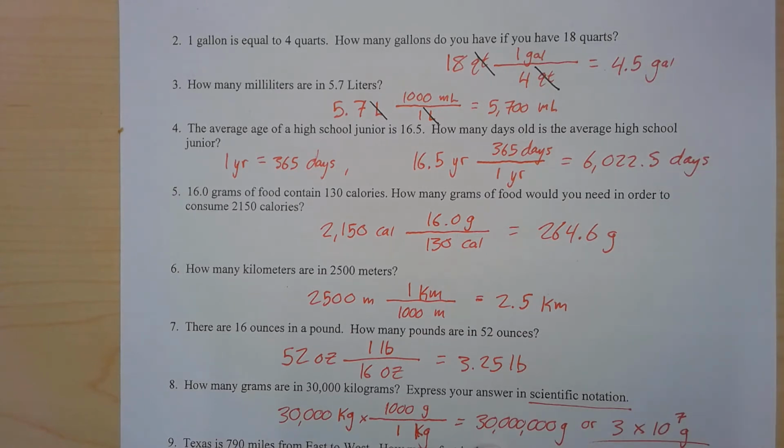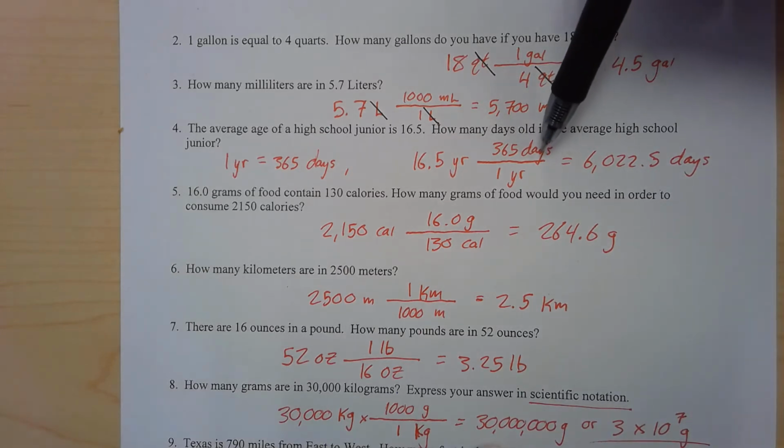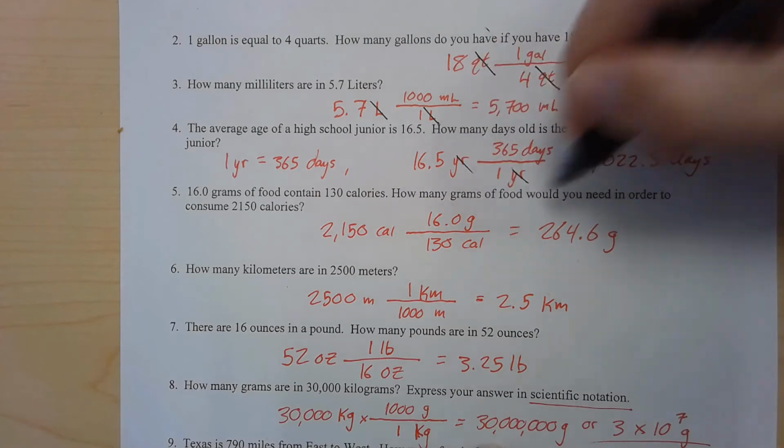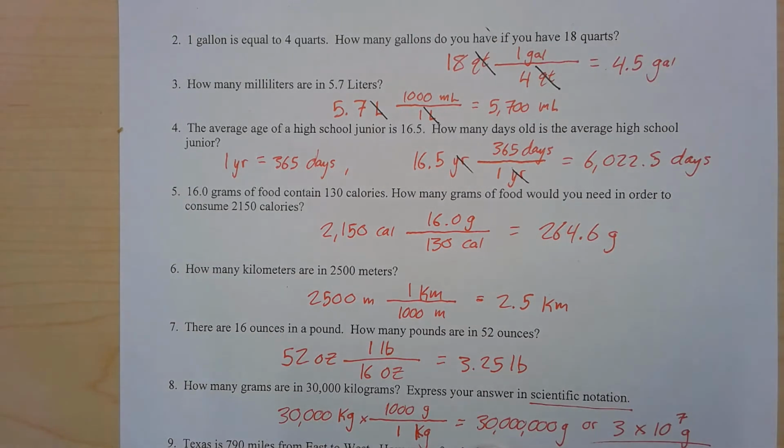Number 4, the average age of a high school junior is 16.5. How many days old is the average high school junior? So we need to know that 1 year is 365 days, and then you can put that in as your conversion factor, do the multiplication, and you're left with 6,022.5 days old.